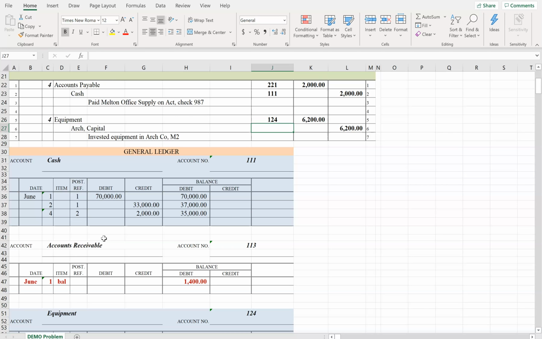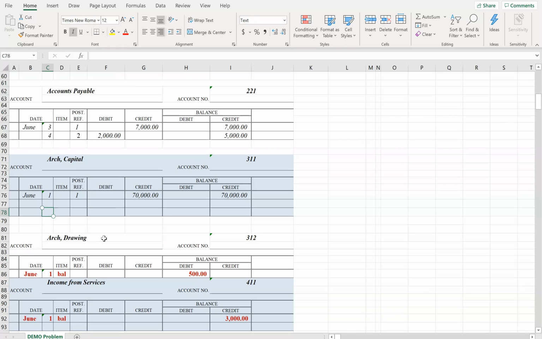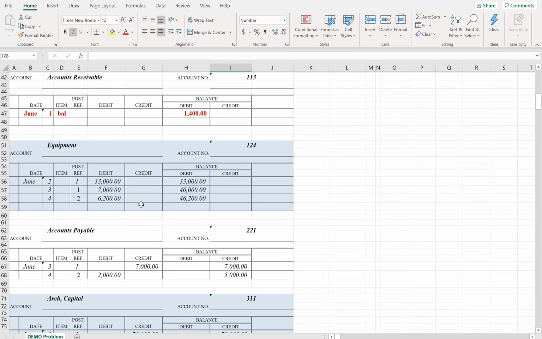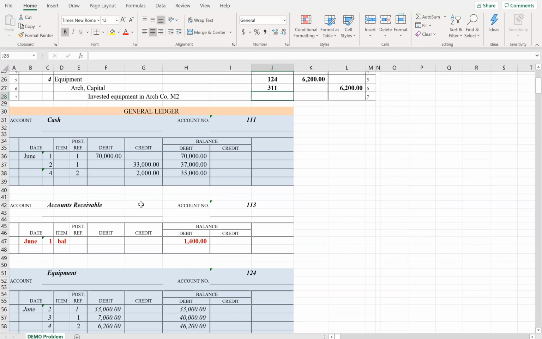124. And then a credit to capital of 6,200. Again, same date, same post-ref, 6,200. And a credit won't get added. And you've now finished the process. Oh, wait, no, I gotta go back up. 311. And you've now finished the process of posting your journal entries into your ledger.